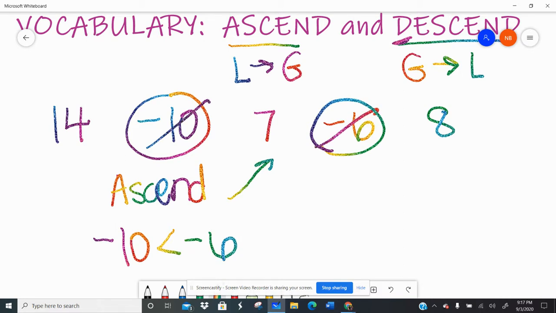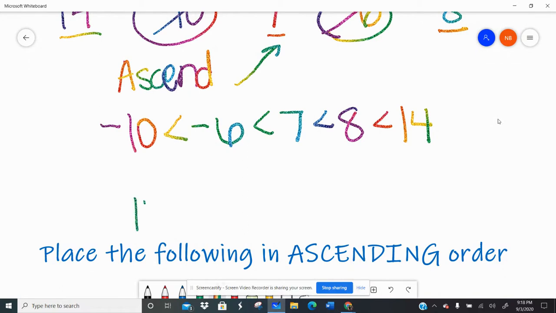Now I just look at my positives. I have 7, 8, and 14. That's easy. I know that 7 is less than 8, which is less than 14. So that's a really simple, quick way to put integers in order. The main part is vocabulary. Ascend, least to greatest. You're going up that mountain. Descend, greatest to least. If I wanted to put them in descending order, I would start with 14, greater than 8, greater than 7, greater than -6, greater than -10.